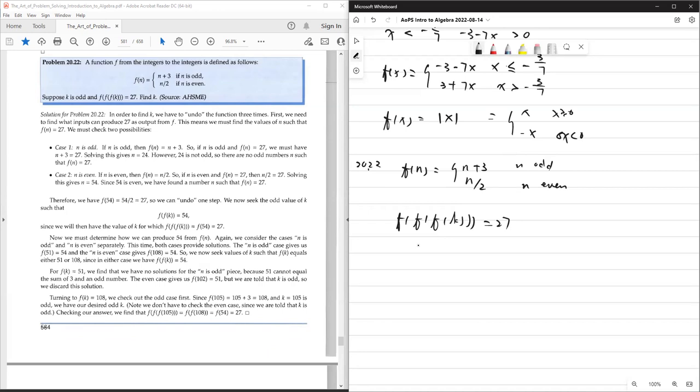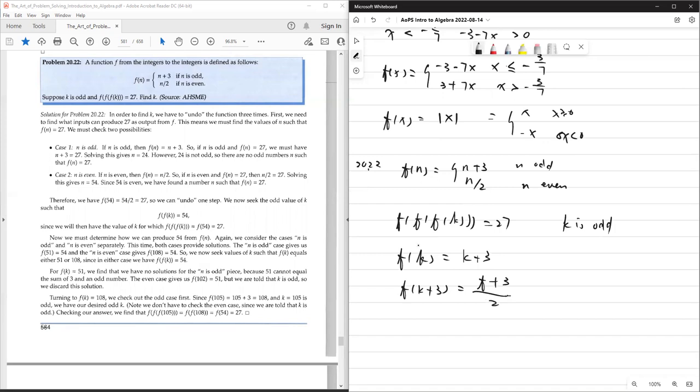The function is pretty simple. We just unravel this whole nested function, then we'll have an equation, and then we can solve it. Okay, so let's start. k is odd. If k is odd, f of k equals k + 3. Since k is odd, k + 3 is even, so f of (k + 3) equals (k + 3) divided by 2.